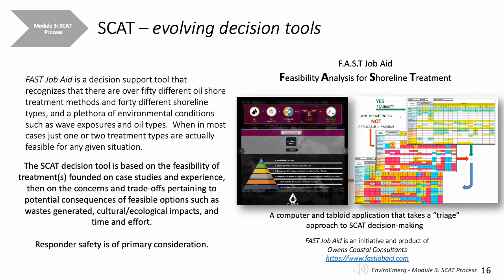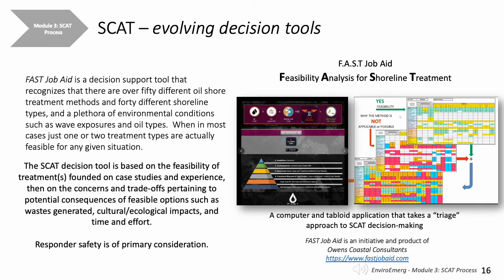In recognition of this, there have been some SCAT decision support tools developed, such as Owens Coastal Consultants' Feasibility Analysis for Shoreline Treatment, known by the acronym FAST. This aid recognizes that there are over 50 different types of shoreline treatment measures that could be applied to 40 different types of shorelines. In reality, when one assesses an oiled shoreline, there are generally only one or two treatment options that are feasible, if they're required at all.